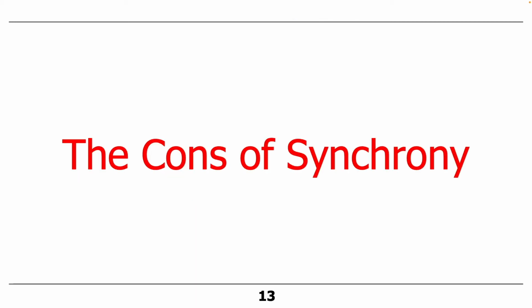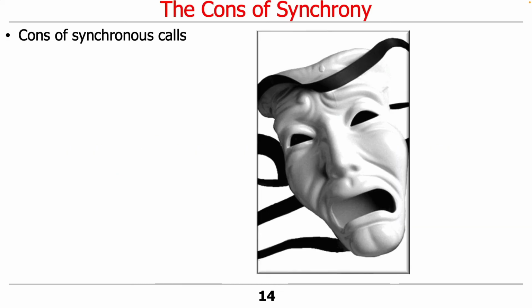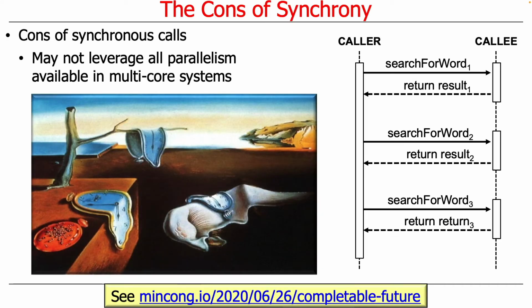But of course, not everything is rainbows and unicorns. As I like to say, there are some downsides to synchrony as well. One of the most obvious ones, which is really the driving force here for this course, is if you use synchronous communication, it may be difficult to leverage all the parallelism that's available in multi-core systems. So you may have lots and lots of cores, but if you do purely synchronous communication, your threads may spend a lot of time blocked, which is bad.